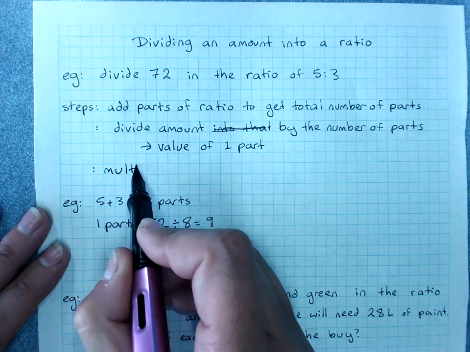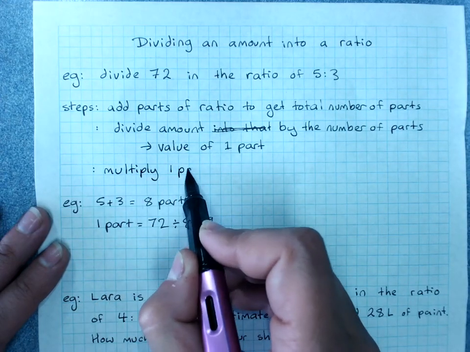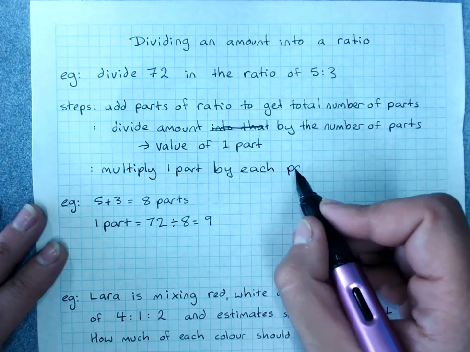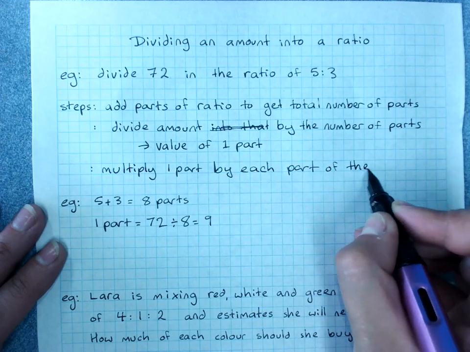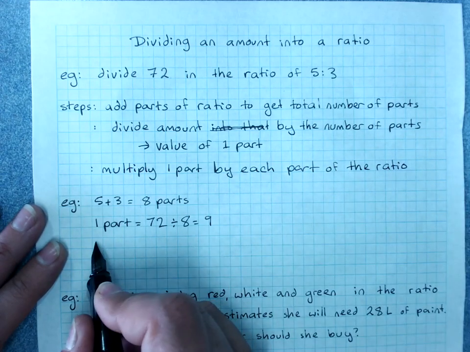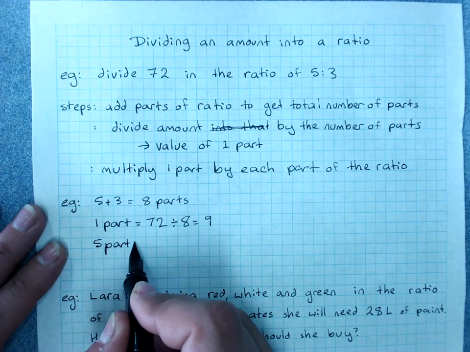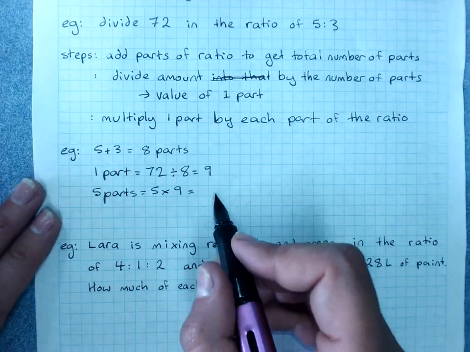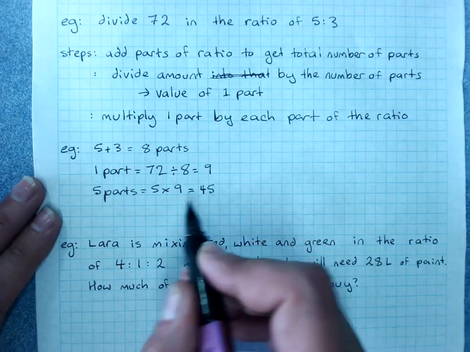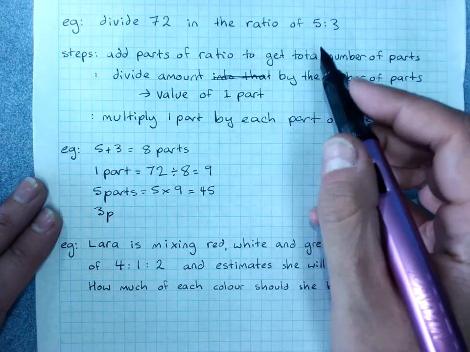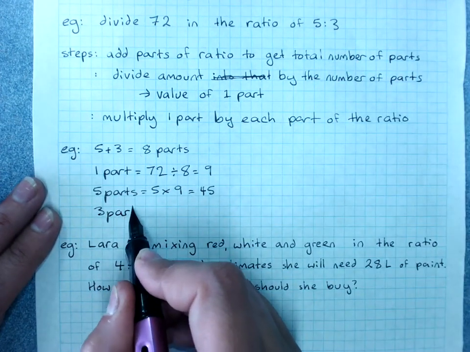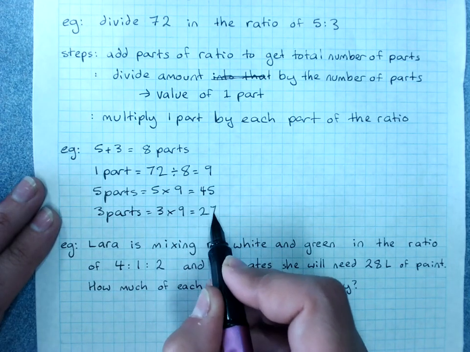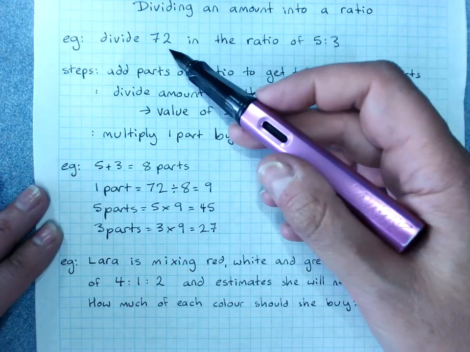So we multiply 1 part by each part of the ratio. So 5 parts is 5 times 9. We can grab a calculator if we want, or we can work it out in our heads and get 45. And 3 parts, which is the other part of the ratio, is 3 lots of 9, which is 27. And those two together would add up to our total of 72.